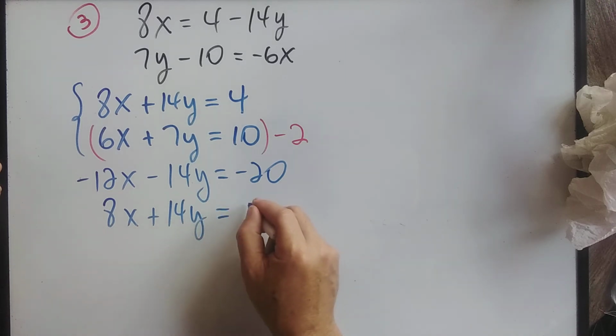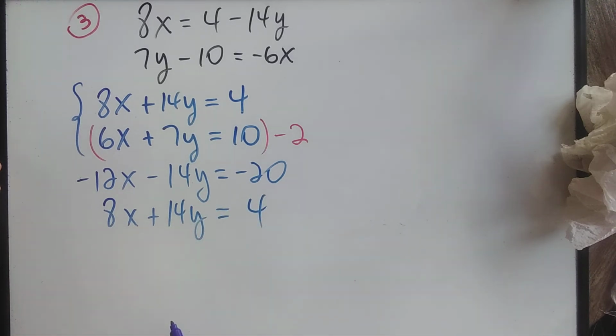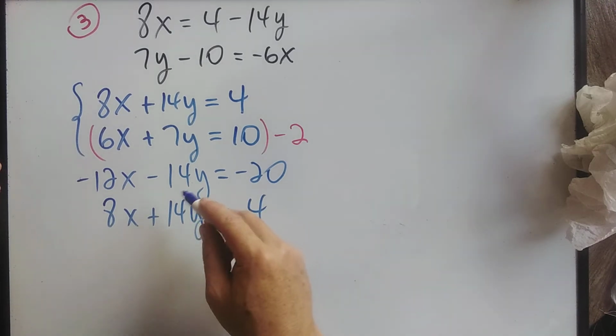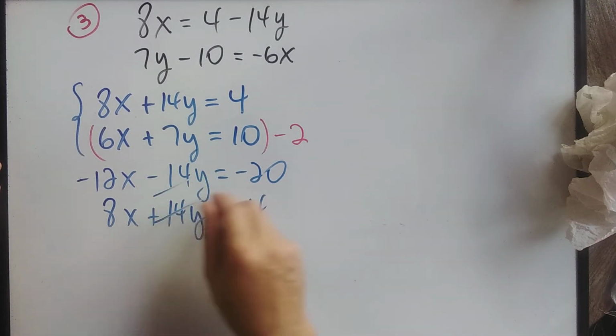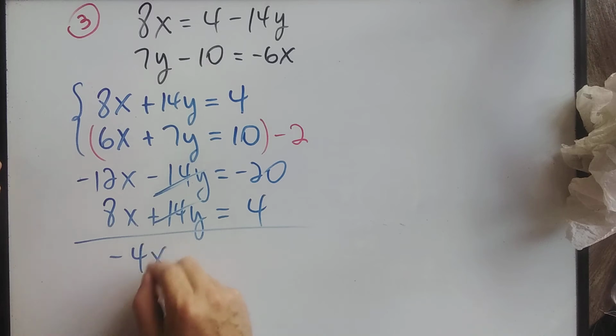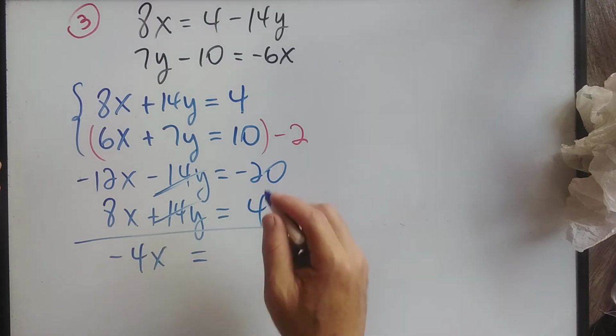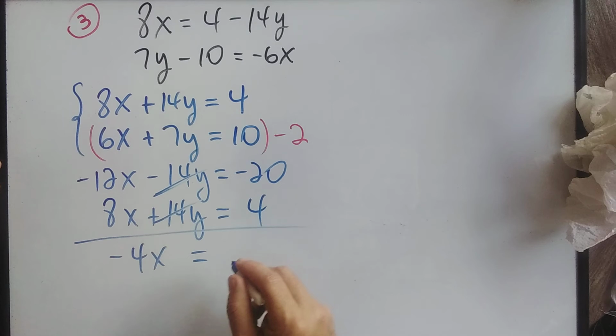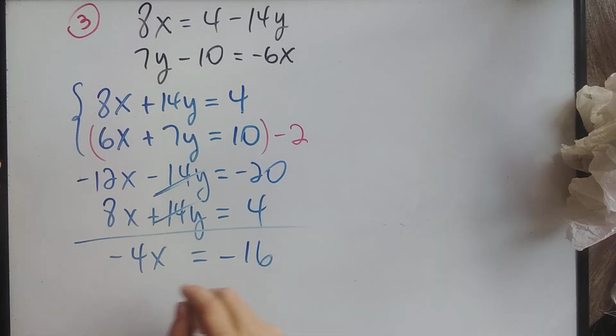At this point, I'm ready to add the two equations, because now I know that the y's are going to cancel out, at least momentarily. And then negative 12x plus 8x is negative 4x, and that's going to be equal to negative 20 plus 4, which is negative 16. Divide negative 16 by negative 4, you're going to get positive 4. x equals 4.